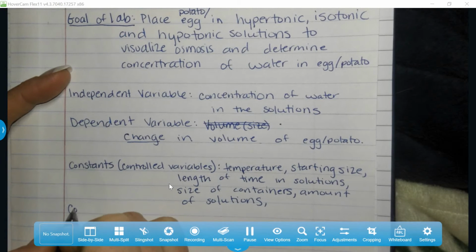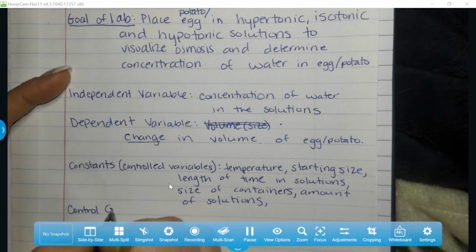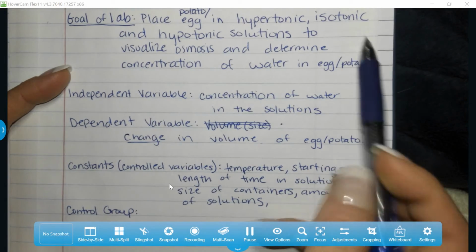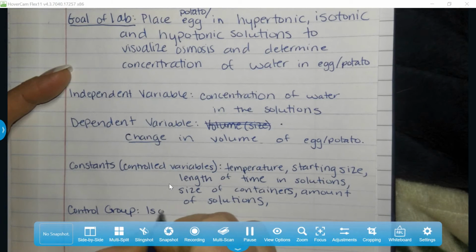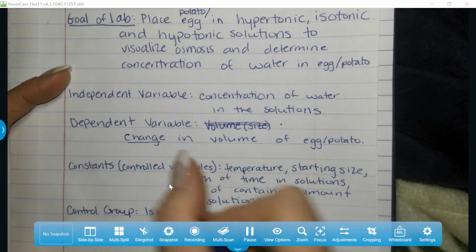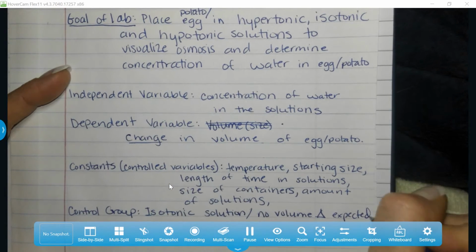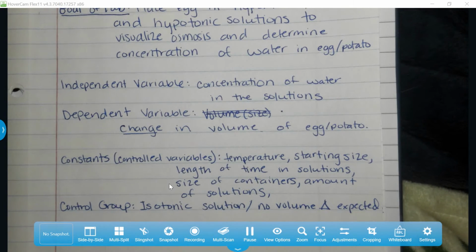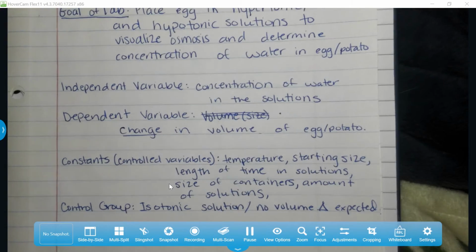Our control group is the isotonic solution, the one where we do not expect any change in volume. And then we can use that to compare the other two samples to see what percentage of water is in our isotonic solution and how that affects whether the egg swells or not.